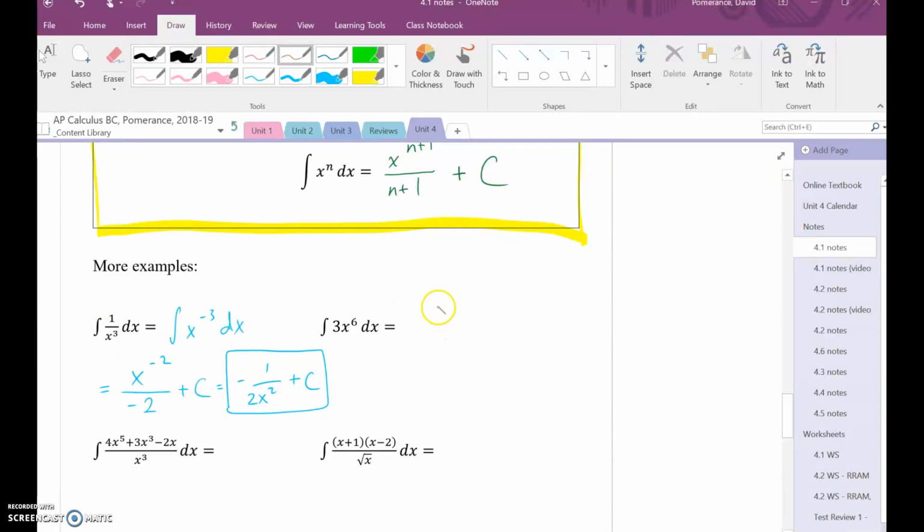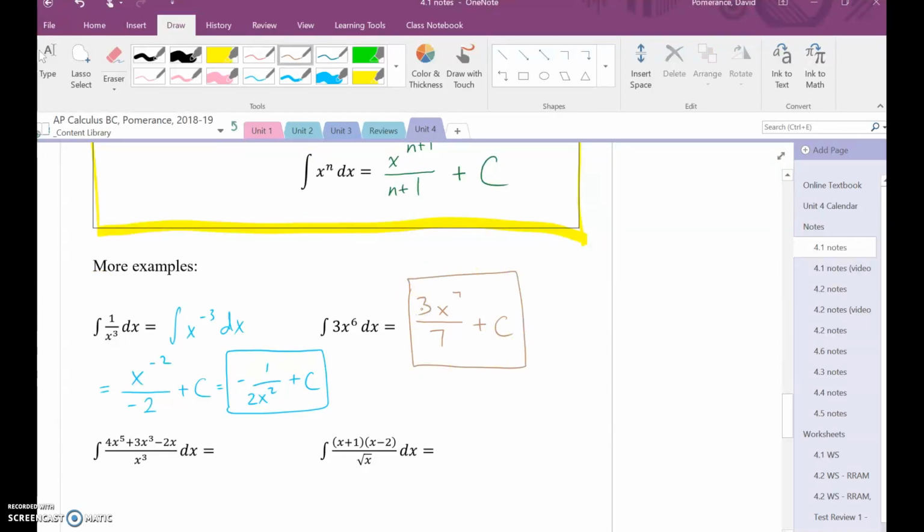We are going to bump that exponent up by 1. That 3 was just part of the problem. It's a coefficient that sticks around. And our new exponent of 7 is also what we divide by. And really, that's it. It's as simple as that.